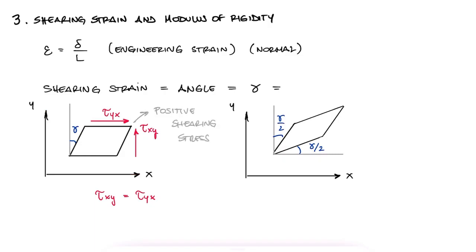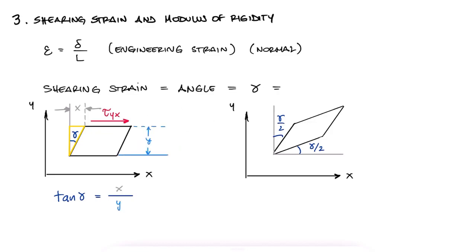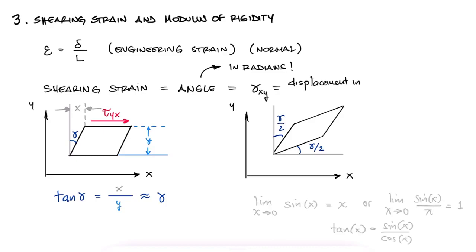For an element that has two faces that do not rotate, this shearing strain, angle gamma, can therefore be calculated using the tangent of the displacement of one of the faces and the distance between those non-rotating faces. And since these shearing strains are usually small and gamma is in radians, not degrees, the tangent of gamma is similar to gamma itself. This comes from the fact that the limit of sine of x when x approaches 0 is x, or similar limits like sine of x over x being 1.